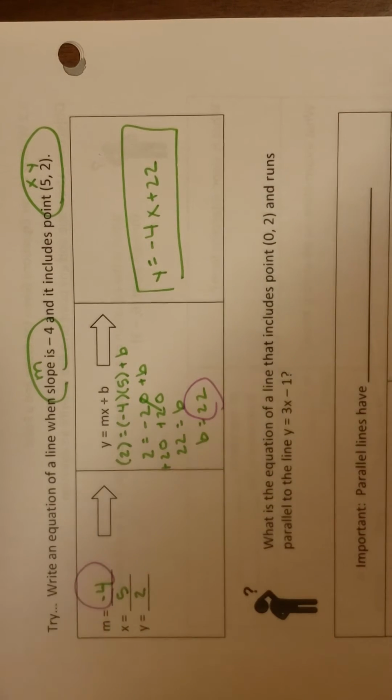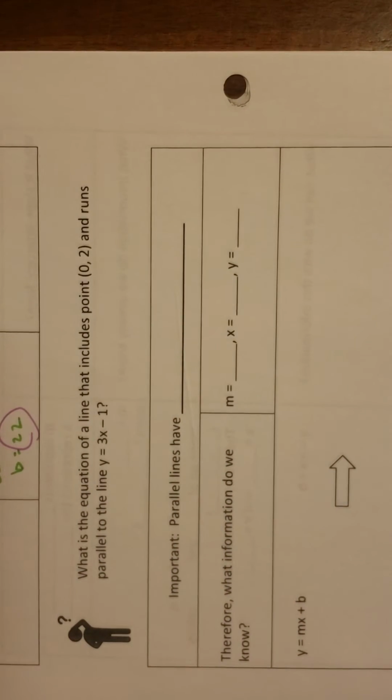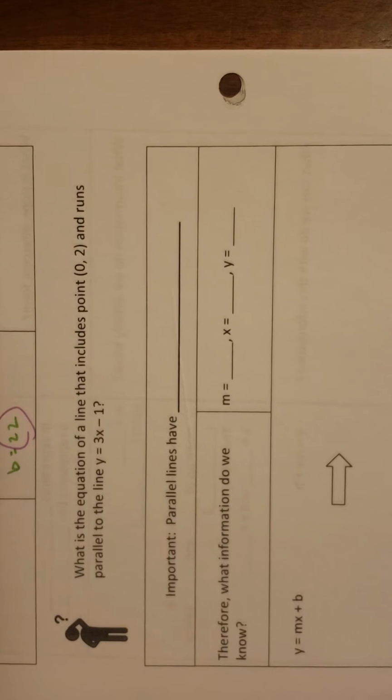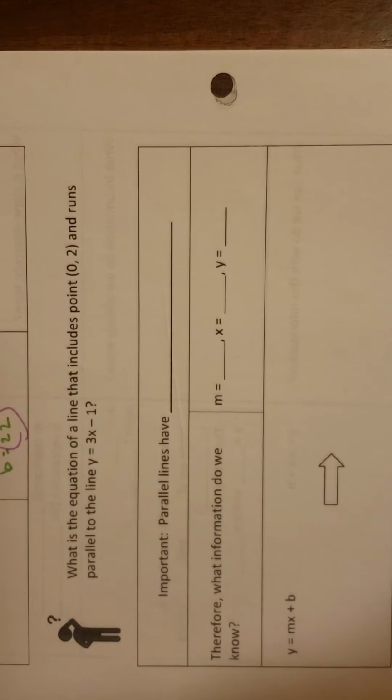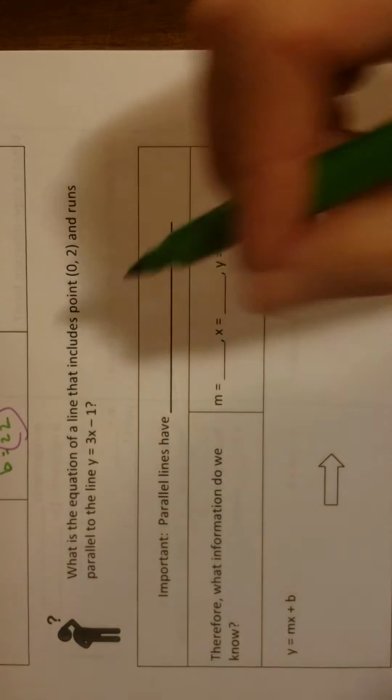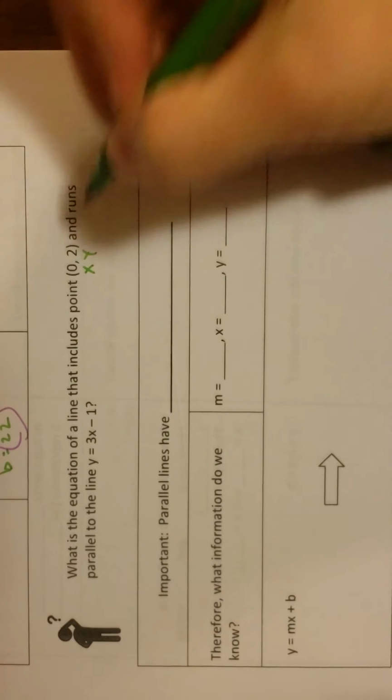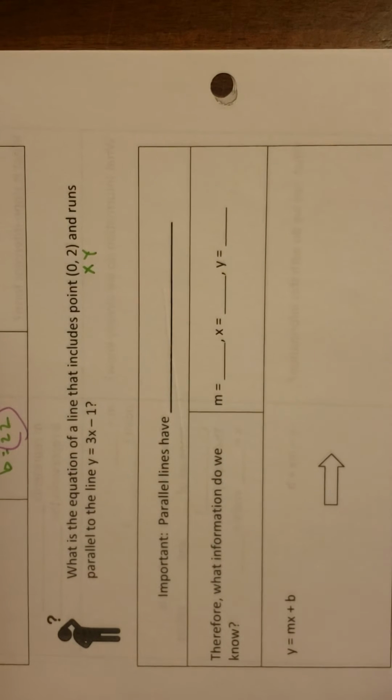Okay, you want to do something a little bit more difficult? It's going to be great. Okay. So next, we do have enough information to solve this. We just have to consider it in a different way. It says, what is the equation of a line that includes point (0, 2), so x and y, and runs parallel to the line y equals 3x minus 1.